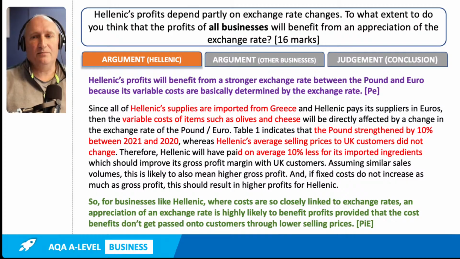So rather than just saying variable cost will be cheaper, say variable cost such as olives and cheese or milk or whatever it is. Grapes, as Harry was suggesting in live chat. Olives, cheese and grapes, because that roots the answer in the context of a business that imports food from Greece. There we go.